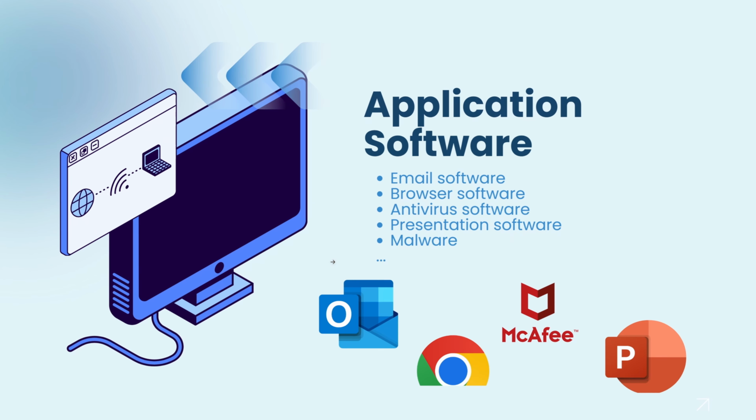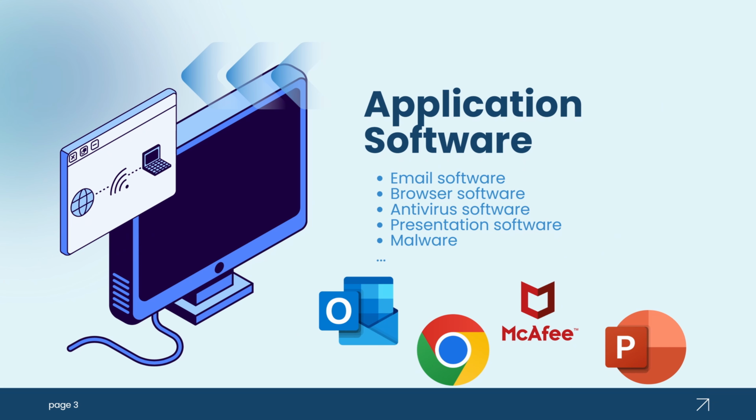Application software has different types as well, where we have email, browser, antivirus, presentation, malware, and so on. Some common apps you may know are Outlook for email, Google Chrome for browser, Windows Defender or McAfee for antivirus, and Microsoft PowerPoint for your presentation.